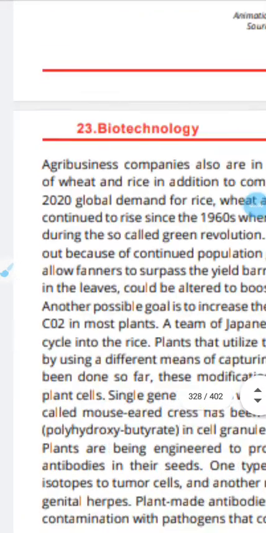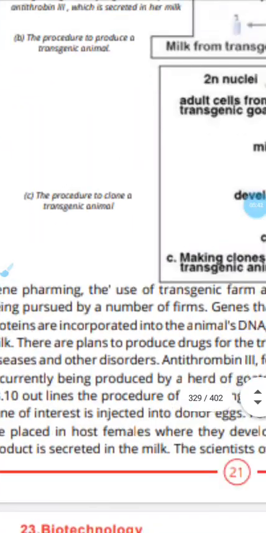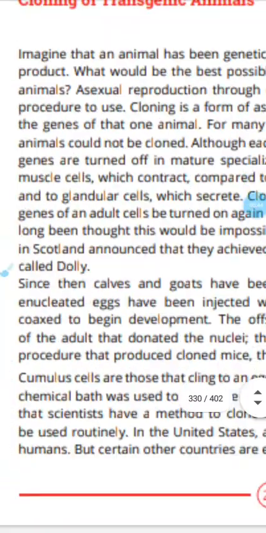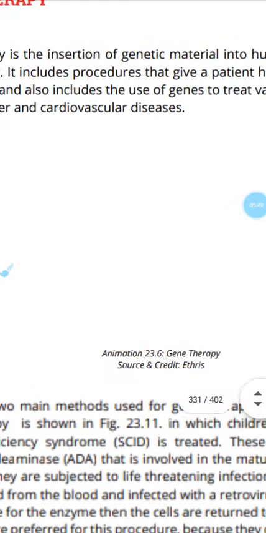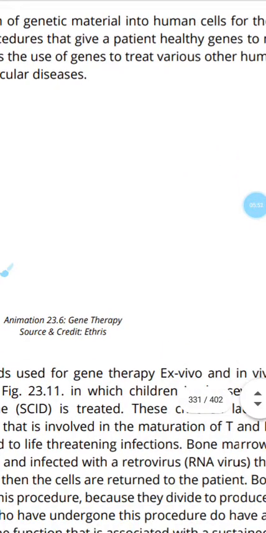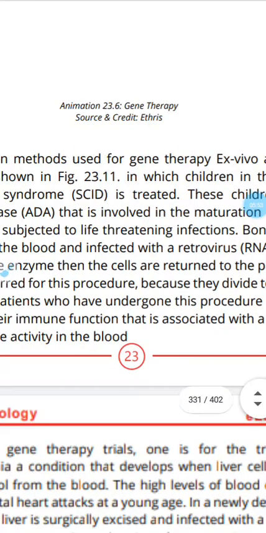Gene therapy is the process by which you can change the abnormal gene with the normal gene. And there are two types of gene therapy. One is in vivo therapy and the other is ex vivo therapy. In vivo therapy, ex vivo therapy.